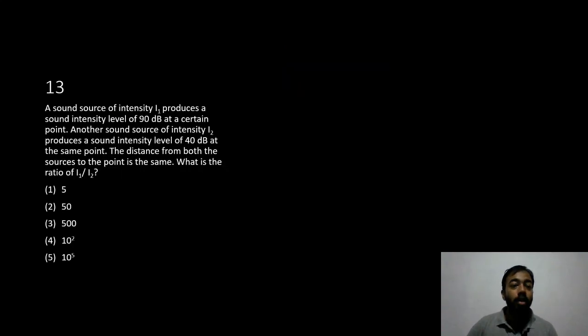Question number 13. The sound source of intensity I1 produces a sound intensity level of 90 decibels at a certain point. Another sound source of intensity I2 produces a sound intensity level of 40 decibels at the same point. The distance from both the sources to the point is the same. What is the ratio of I1 over I2? So this question is related to sound intensity level.